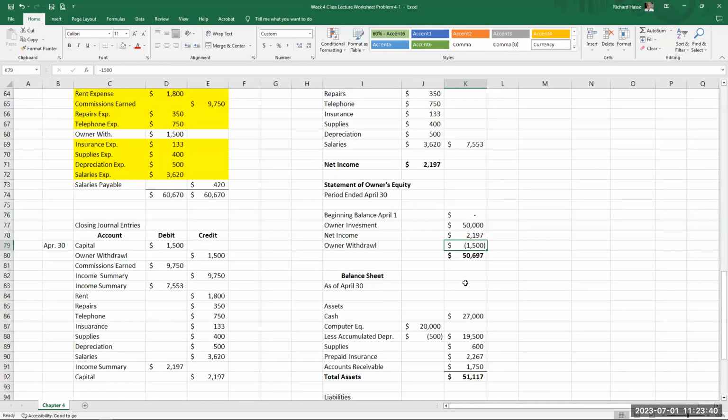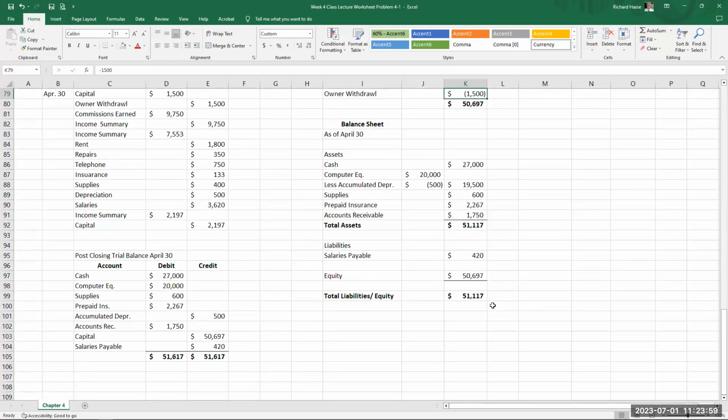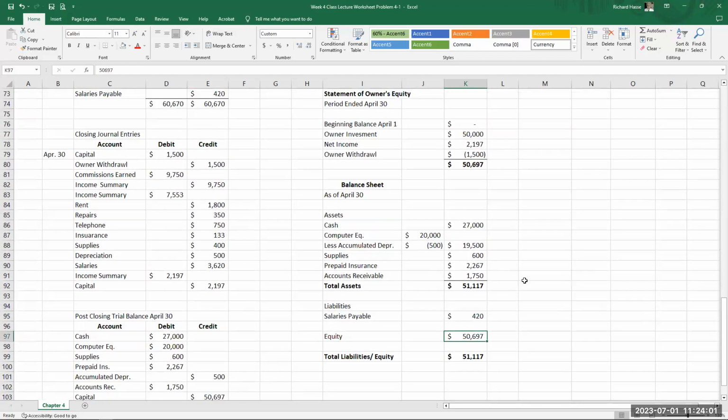If this was a corporation, it'd be common stock investment. It'd be net income or profits, and the owner's withdrawal would be dividends if this was a corporation. But this is a proprietorship, so it's a single owner. Notice the $50,697 now is part of the equity section of the balance sheet.